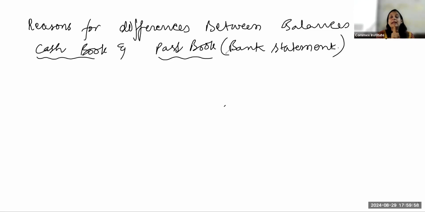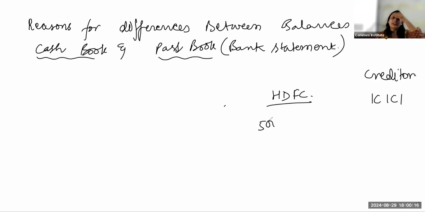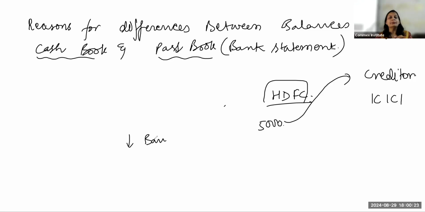Actual payment will take place when? When my creditor will go to his banker. And suppose I have a bank account in HDFC, and my creditor to whom I have given an HDFC check, his account is in ICICI Bank. Now I have given a 5,000 check to my creditor. So as soon as I give a check to my creditor, I'll credit my bank column by 5,000. So my bank balance has gone down by 5,000. Now look what is happening.